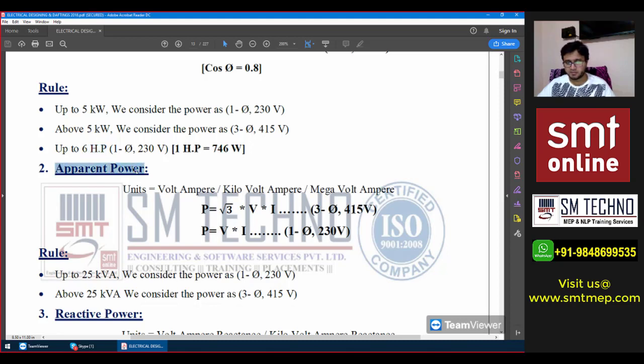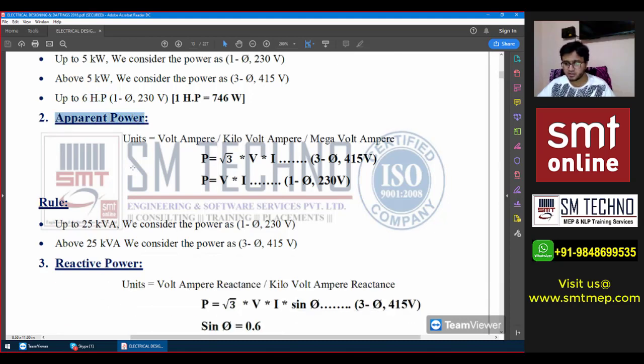Coming to the apparent power, what is meant by apparent power? The equipments which give us the power. What are the equipments which feed us the power? Nothing but your transformer, your generators, your UPS, inverters, etc. All these equipments are measured in kVA, MVA, or VA. Whatever equipment is measured in volt ampere, kilovolt ampere or megavolt ampere, these are the units of this equipment.